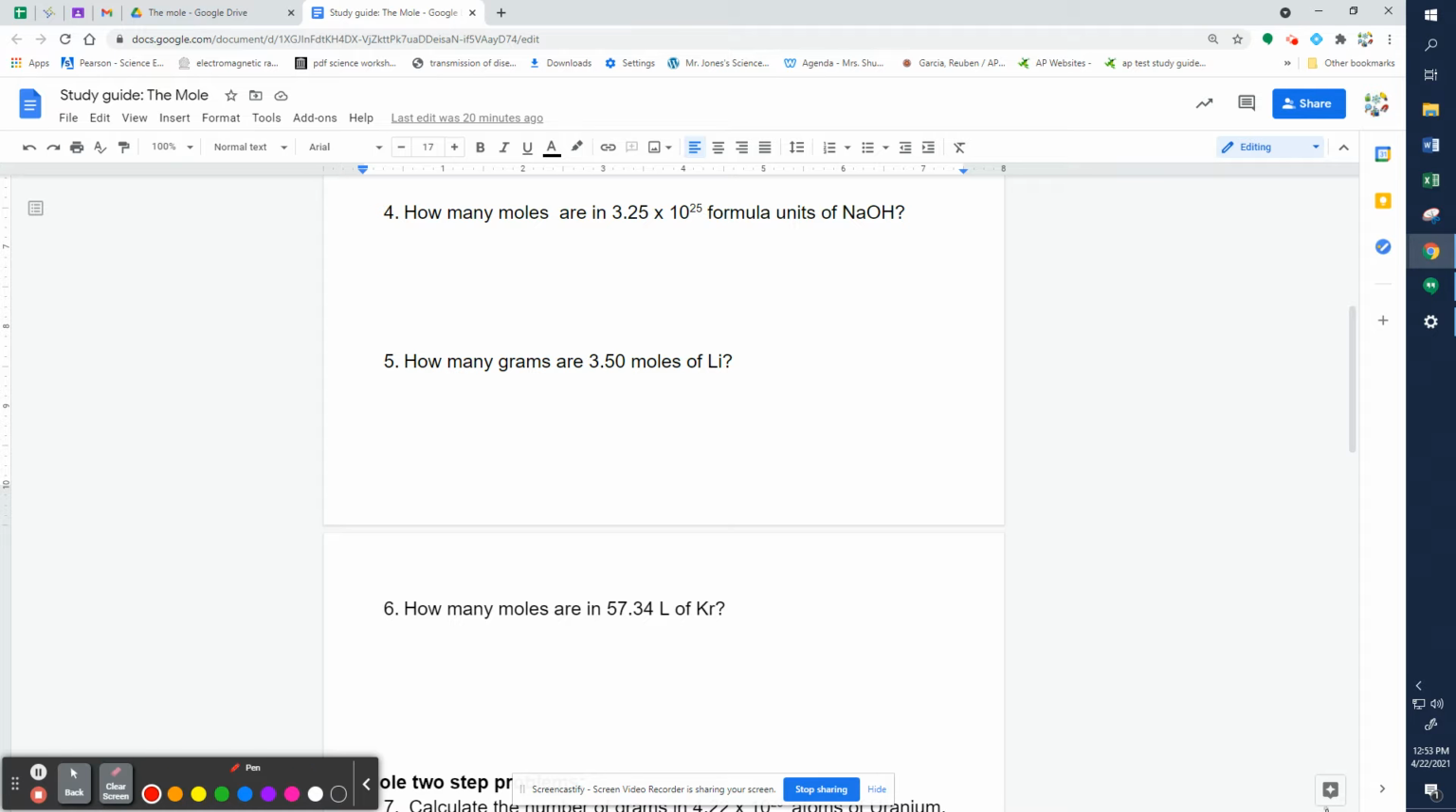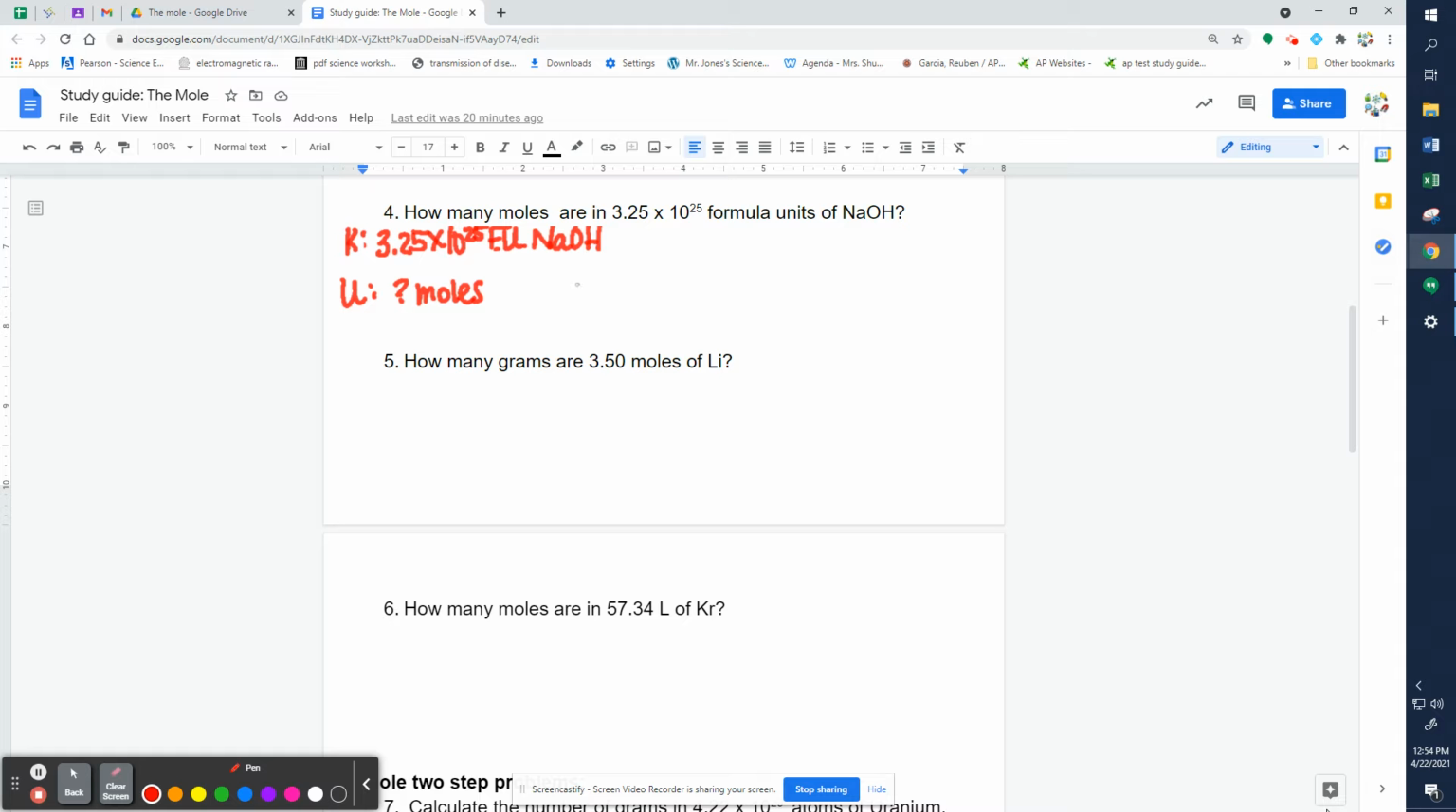For number 4, it says how many moles are in 3.25 times 10 to the 25th formula units of NaOH, sodium hydroxide. So my known, 3.25 times 10 to the 25th formula units of NaOH. We can abbreviate formula units by using the F and the U, but we still have our chemical formula of NaOH. Our unknown, we're going to moles.